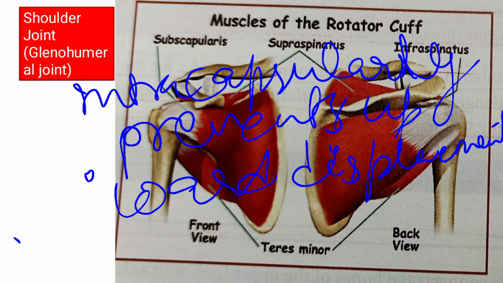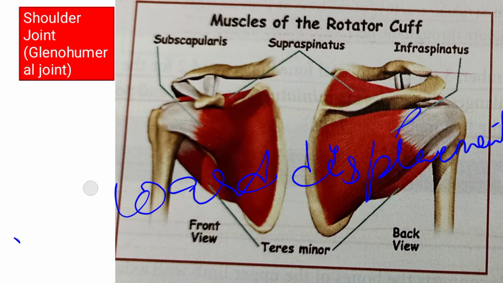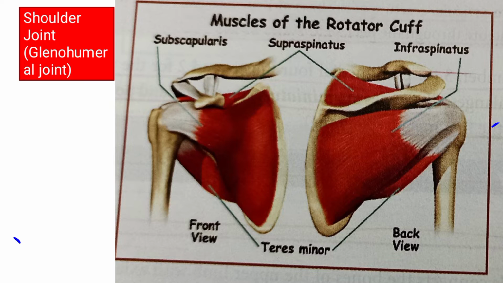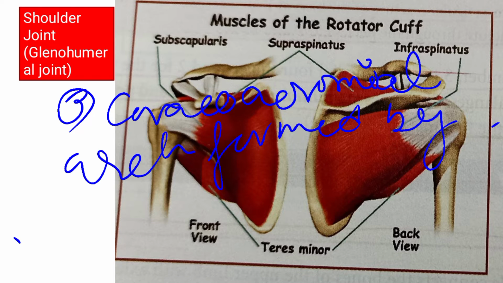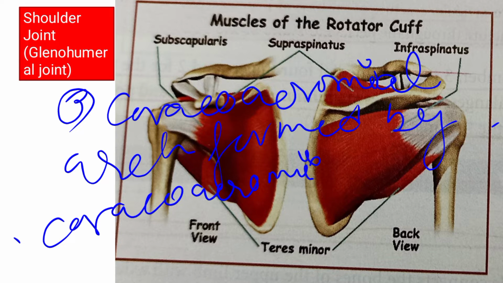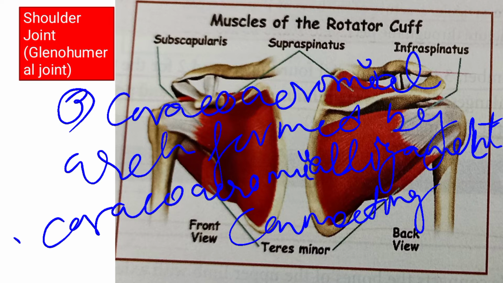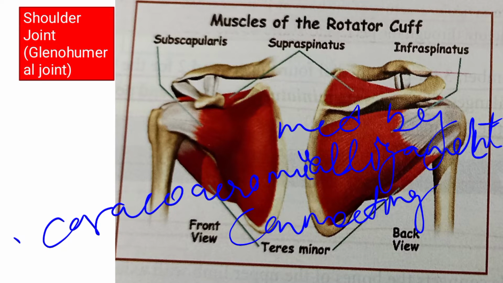The third point is the coracoacromial arc, formed by the coracoacromial ligament connecting the coracoid and acromion process with each other. It protects the joint from above.